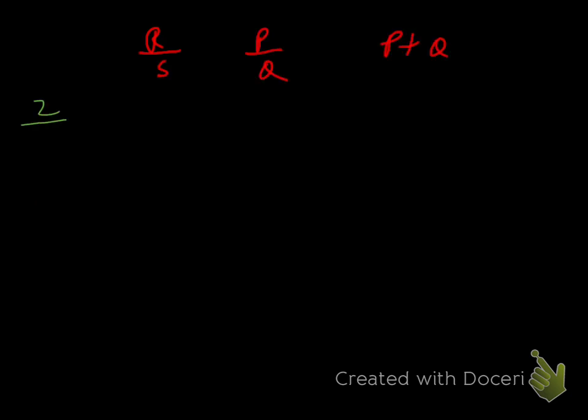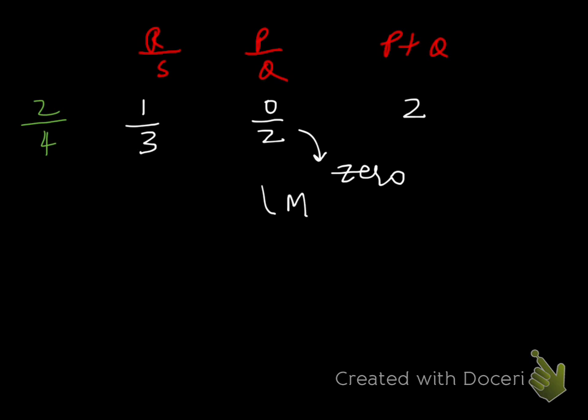If it was 2 by 4, r by s becomes 1 by 3. Now we see p by q becomes 0 by 2. 0 by anything is 0, and the value of p plus q becomes 2. But we see 0 upon anything is 0. So when we were given p by q as 0, we're not sure if we have to take this value or not.